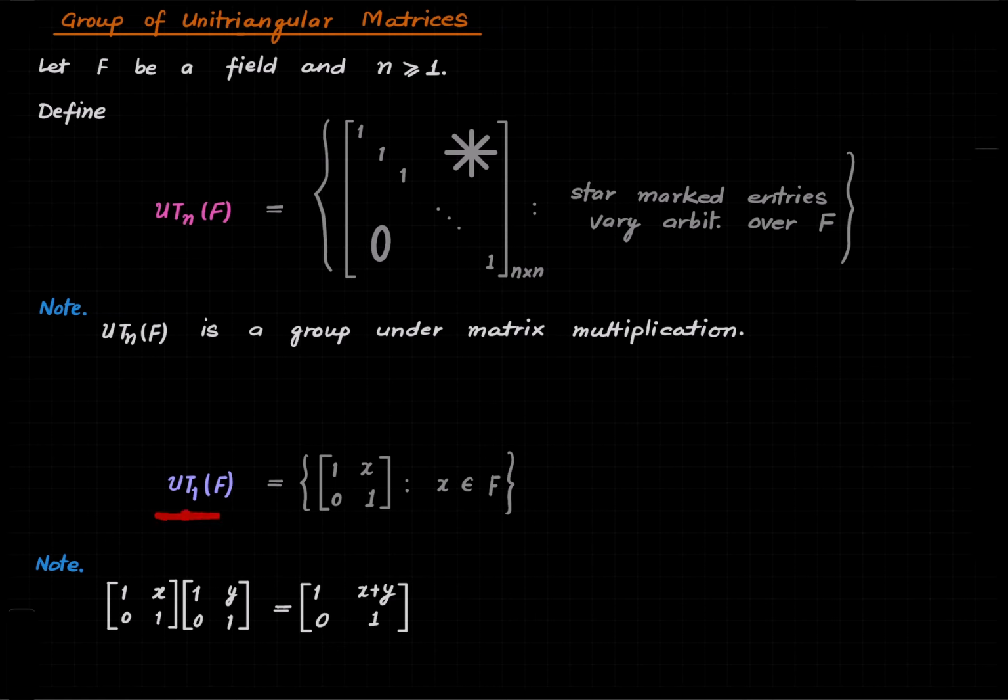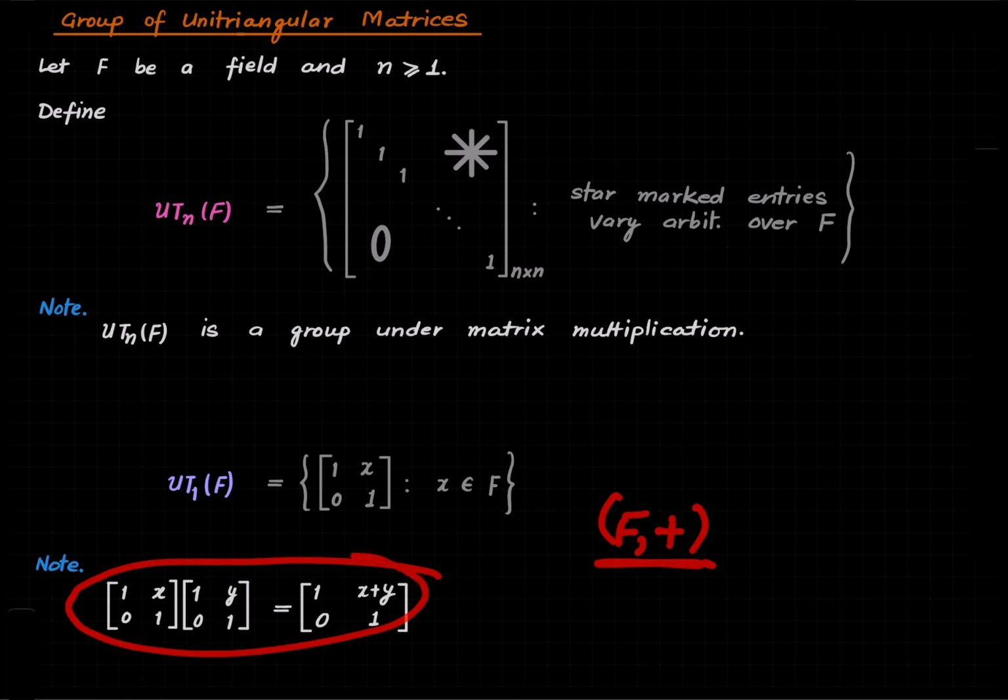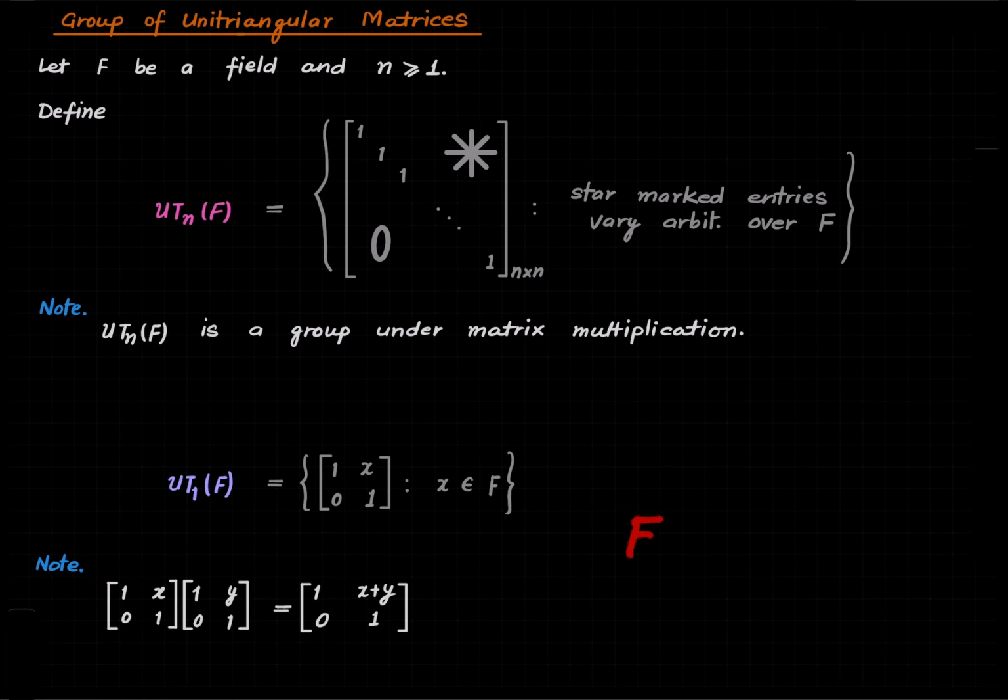So UT1F is doing nothing new. You could have easily obtained UT1F in some sense just by asking for this object. It's just a decorated way of looking at the base field under its addition, because the matrix multiplication essentially just encodes the addition in the base field. So I just wanted to mention this. This observation will be more formally stated when we discuss isomorphisms. All right.